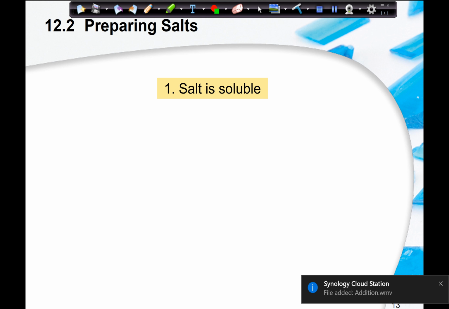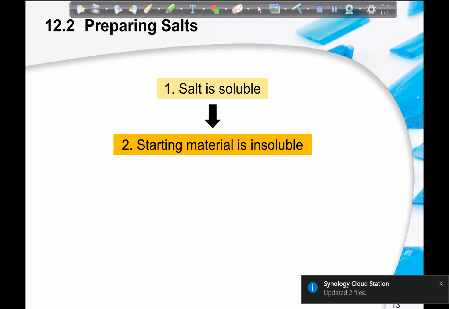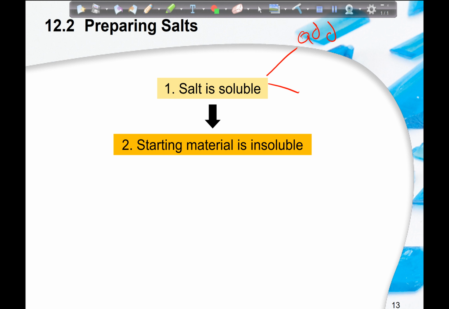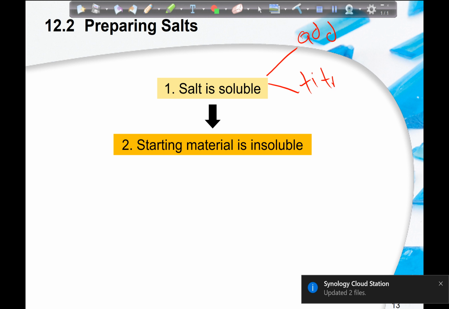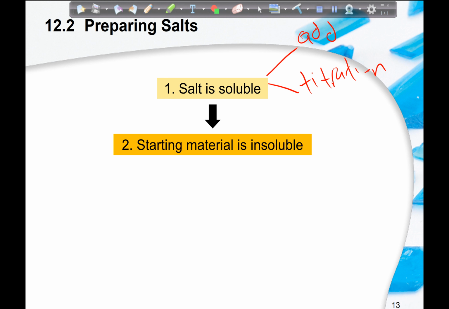Okay class, now this is the second part of salt preparation. This is to prepare your soluble salt. Now to prepare soluble salt, there are actually two methods. One is known as the addition method and the other one is known as your titration. Today in this section, we will be focusing on the addition method.